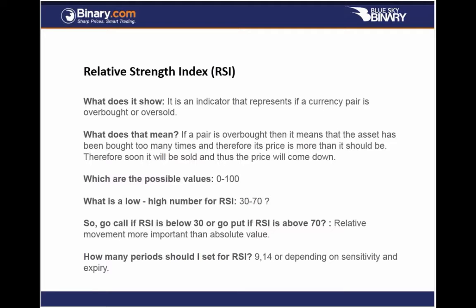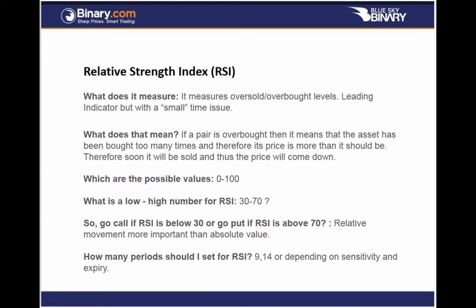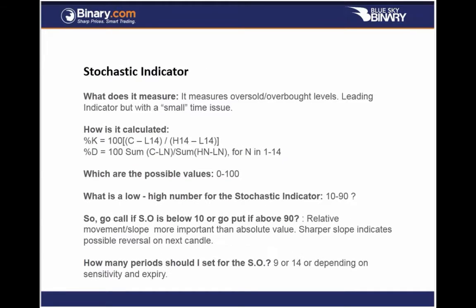Now, let's go to the next one and discuss the stochastic indicator, which is a very similar indicator. The stochastic indicator measures as well oversold or overbought levels. This is a leading indicator, but with a small time issue, and I will explain what that means. I will let you know how it's calculated below.